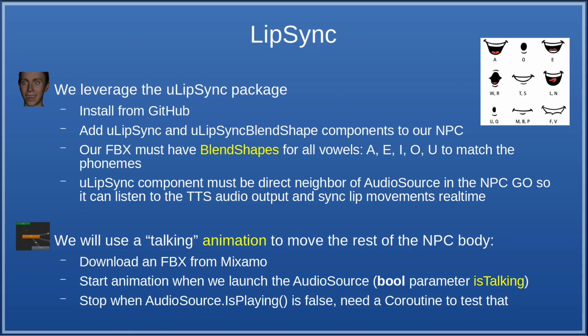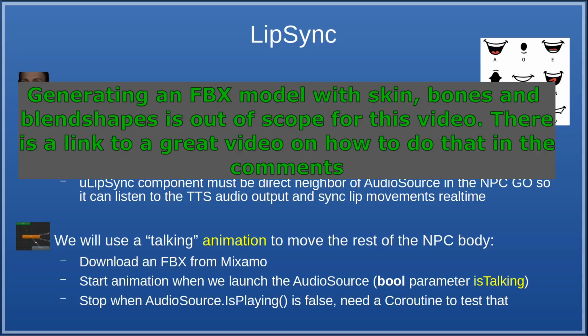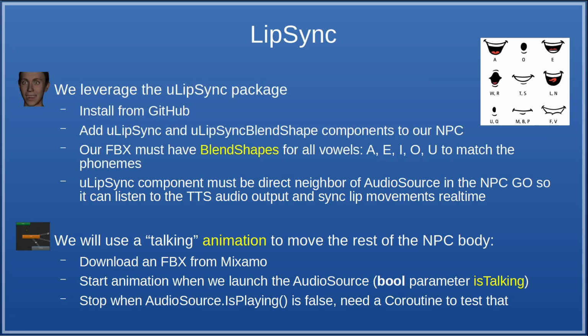So, LipSync. How do we do that? Well, we will leverage the LipSync package. We can install it from GitHub. You add 2 components to your NPC. You will see that in the coding section. We will need to make sure that we have an FBX that has BlendShapes. I'm not going to show how we do that here, but you can use my FBX that I have on my GitHub. So feel free to download that and try that out. And otherwise you have to be creative and build your own.